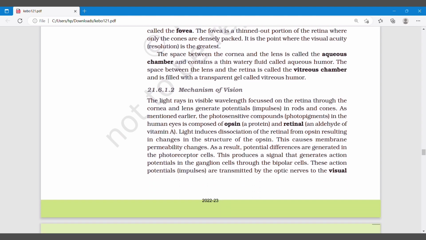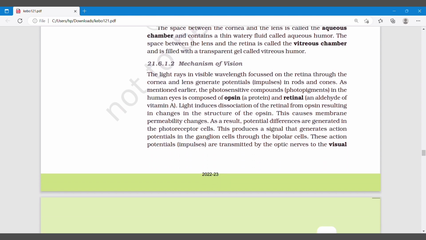Mechanism of vision. Light rays in visible wavelength focus on the retina through the cornea and lens and generate potentials, that is impulses, in rods and cones. As mentioned earlier, the photosensitive compounds, that is photopigments, in the human eye are composed of opsin, a protein, and retinal, that is an aldehyde of vitamin A. Light induces dissociation of the retinal from opsin, resulting in changes in the structure of the opsin. This causes membrane permeability changes.